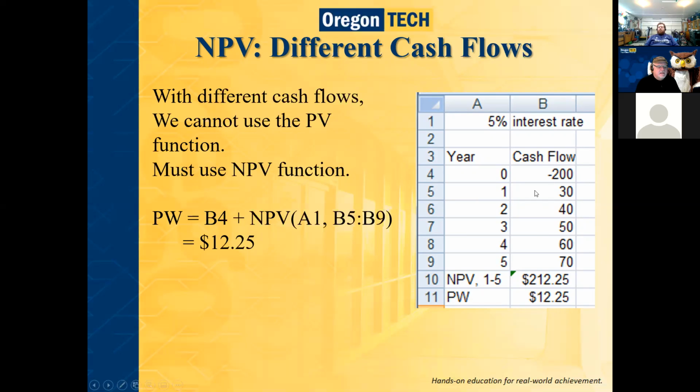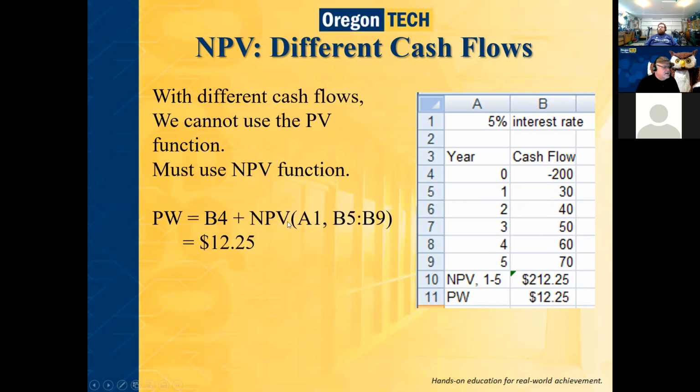Doesn't matter that it's going up an even amount. It's just different every year. You have a different cash flow coming back as a result of this $200 investment. So you have this function called net present value, where you have A1, 5% interest, and a range of cells. You just highlight this down here.